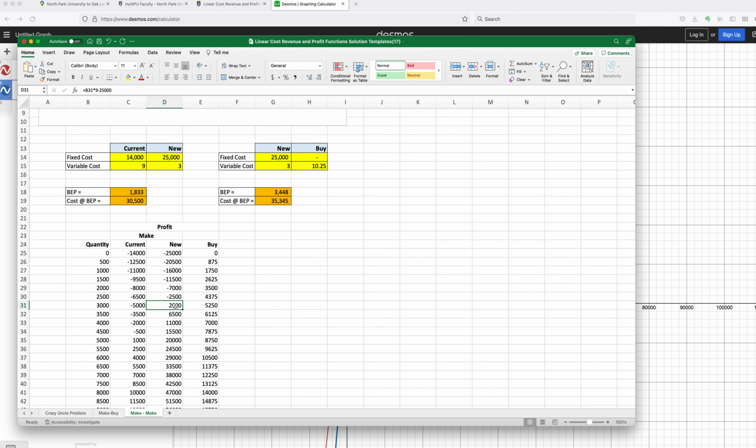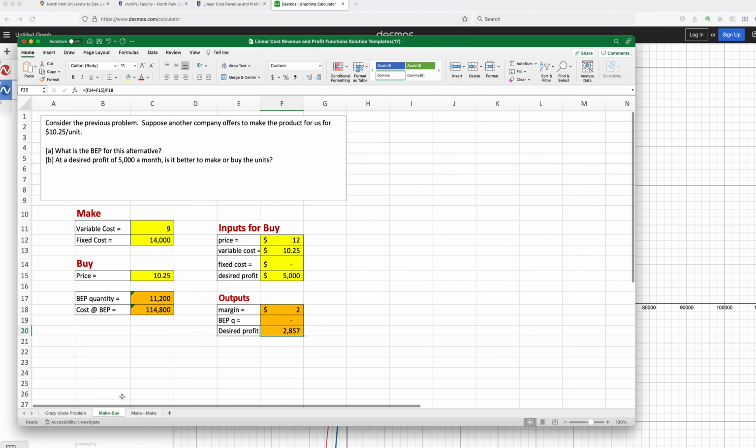Doesn't seem like it's right. What do we have? 9,000. Did something wrong someplace. 12. It's a margin of 2. It's really a margin of 175. And our desired profit is what?